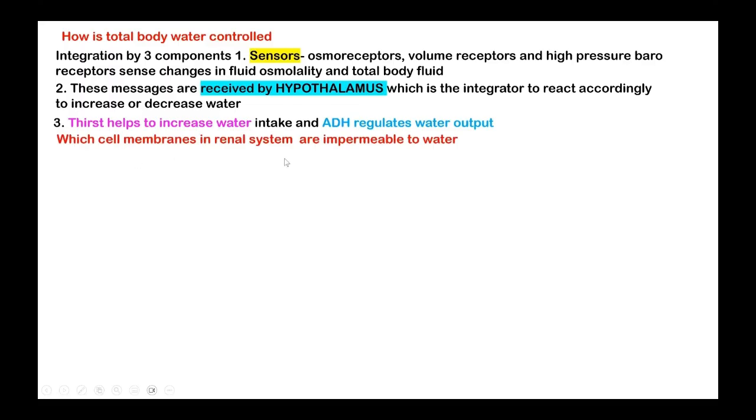Which cell membranes in the renal system are impermeable to water? That water cannot enter through those membranes or the cells.